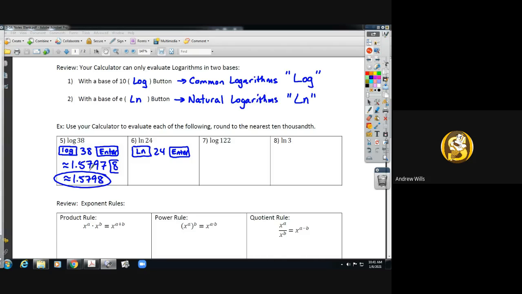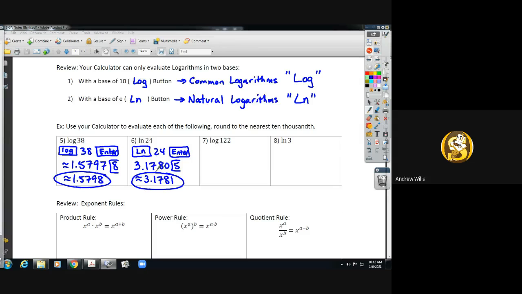The nearest 10,000th is 4 decimal places, so we look at the fifth digit to tell us how to round. I hope I don't need to do a lot of reminding on how to do that. So on the second one, natural log of 24. Again, we hit the LN button, 24, and then enter. That is 3.1780, and the fifth digit that we're using to round is a 5. So we should be rounding the 0 up to a 1, 3.1781.